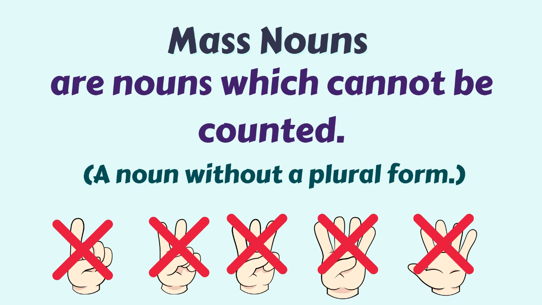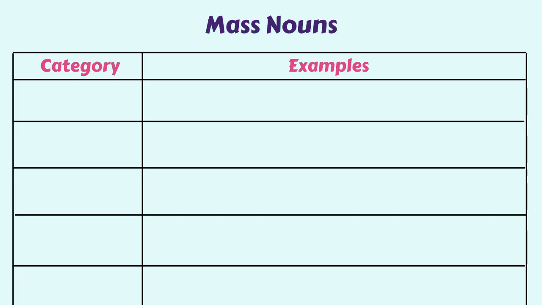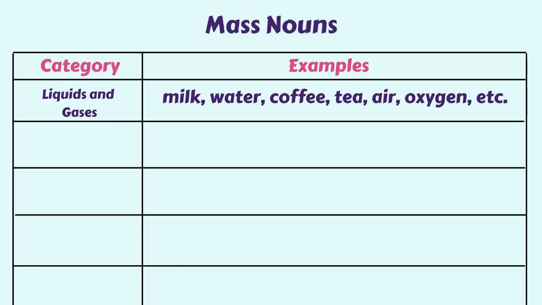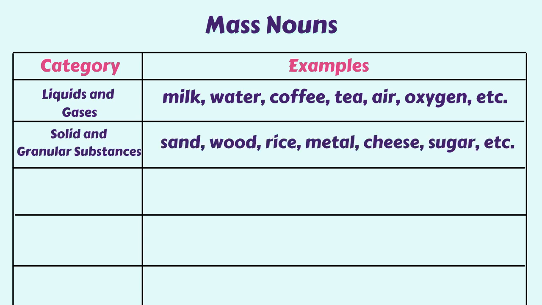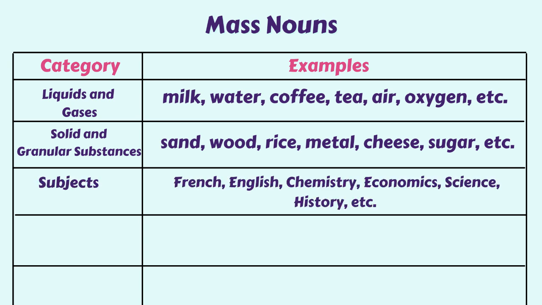Mass nouns are nouns which cannot be counted. Let's look at the categorized examples of mass or uncountable nouns. Liquids and gases. Examples include milk, water, coffee, tea, air, and oxygen. Solid and granular substances like sand, wood, rice, metal, cheese, and sugar.